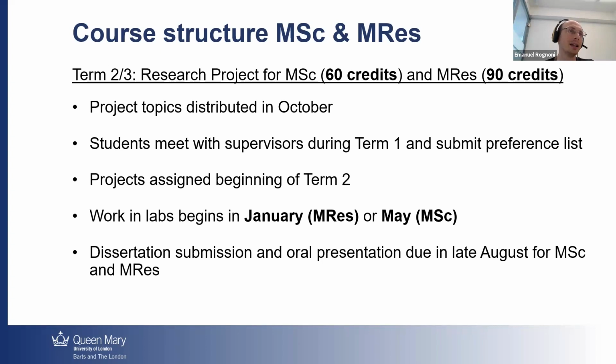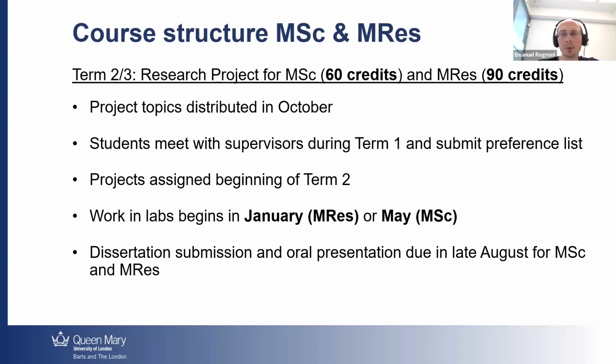Clearly, the MRes projects will be longer, more detailed, because they have 6 months for the completion, while the MSc project will be shorter in nature, so as to fit into the 3 months research project window. The lab work will begin for the MRes student at the beginning of term 2, and this will usually be in January, while for the MSc student, this will happen in May. At the end, late August, both cohorts of students will submit the dissertation, as well as give an oral presentation where they will showcase their results.